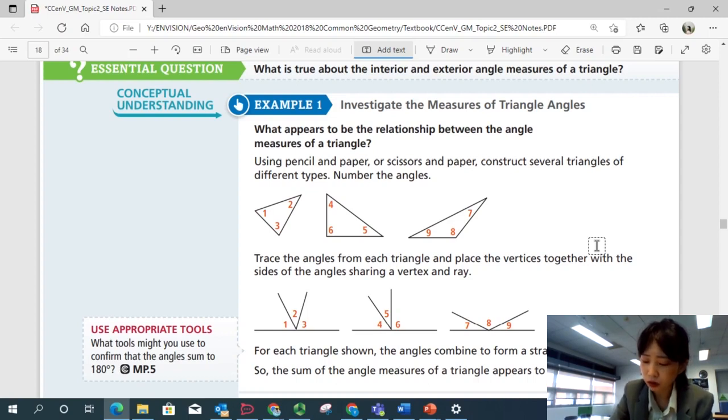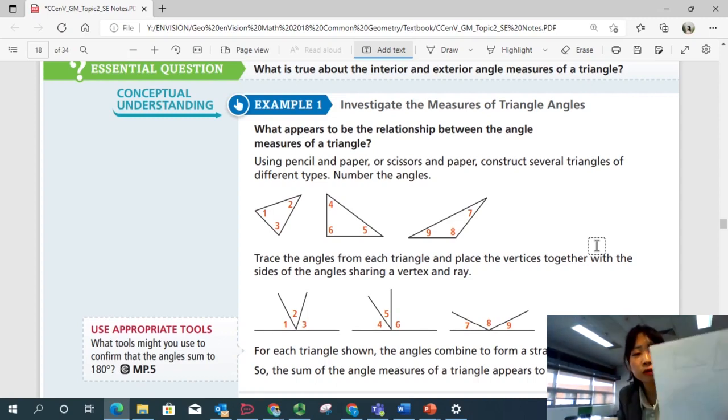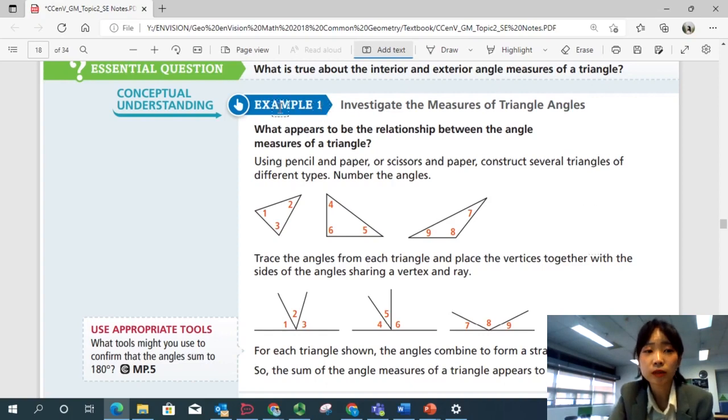You could draw your own triangle, but it has to have 3 sides. Okay, so I drew 3 types of triangles here, right? And you can label their angles with numbers. So let's go ahead and label your angles inside your triangles, just like the diagrams here.